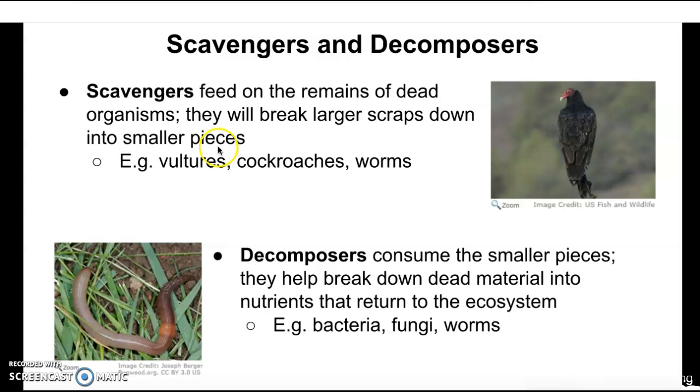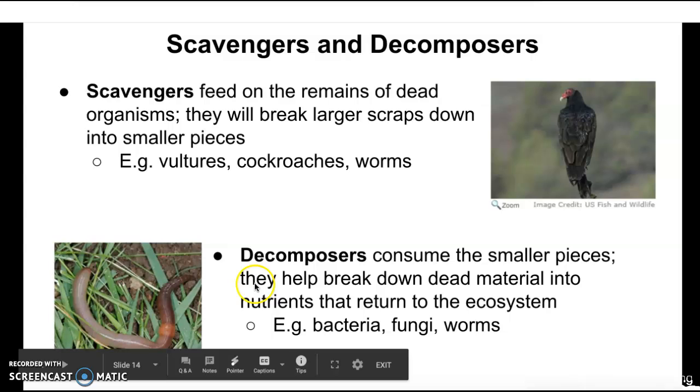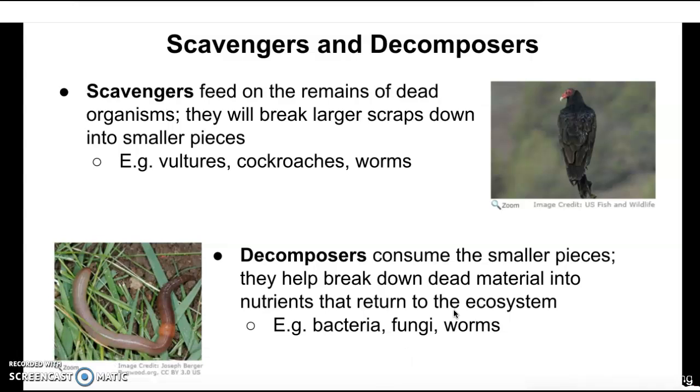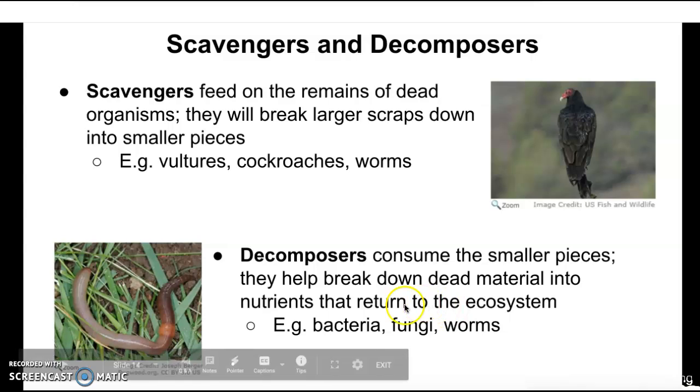And then if they can't break them down any further, well, then it goes to the decomposers. The decomposers will take care of those really small pieces. And they will eat them, and they will break them down into nutrients that go back to the ecosystem. So those dead bodies still have some nutrients. It would be nice if they can get recycled into the ecosystem, and decomposers help to do that. Some examples are bacteria, fungus like mushrooms, and some worms as well.